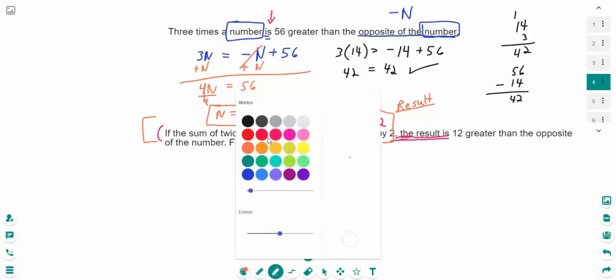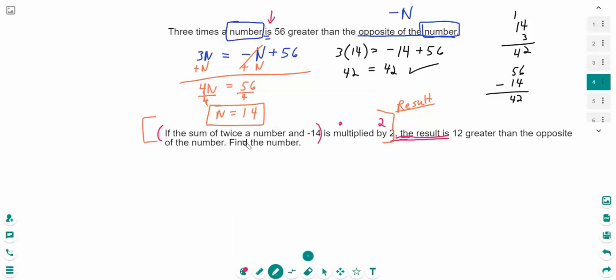So if I have the sum of twice a number and negative 14, well, sum indicates addition, right? So we're adding. The sum of twice a number, well, that's one addend, twice a number, and the negative 14. So we're adding a negative 14 to twice a number, all right? Now, this is where we have to be careful. This sum is then being multiplied by a 2. So be careful. We're not saying negative 14 is multiplied by a 2, all right? We're saying the sum of twice a number and negative 14 is multiplied by 2.